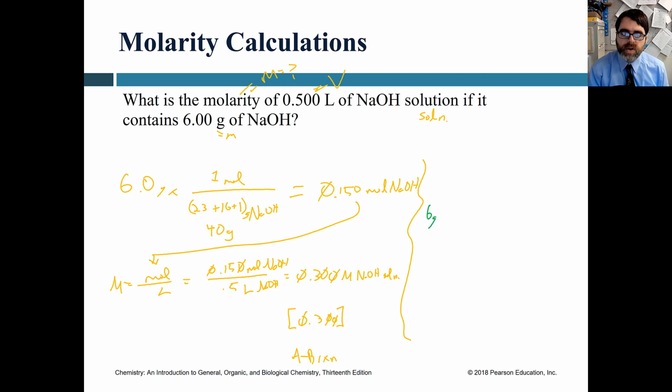We start with 6 grams of NaOH. We're going to turn grams into moles. I'm going to go ahead and take advantage of the fact that we've calculated this one out. It'll also save me some space. 40 grams of NaOH under 1 mole of NaOH. Well, since I want moles over liters, I've already got moles in the numerator. And so then I just have to divide this by our 0.5 liters.